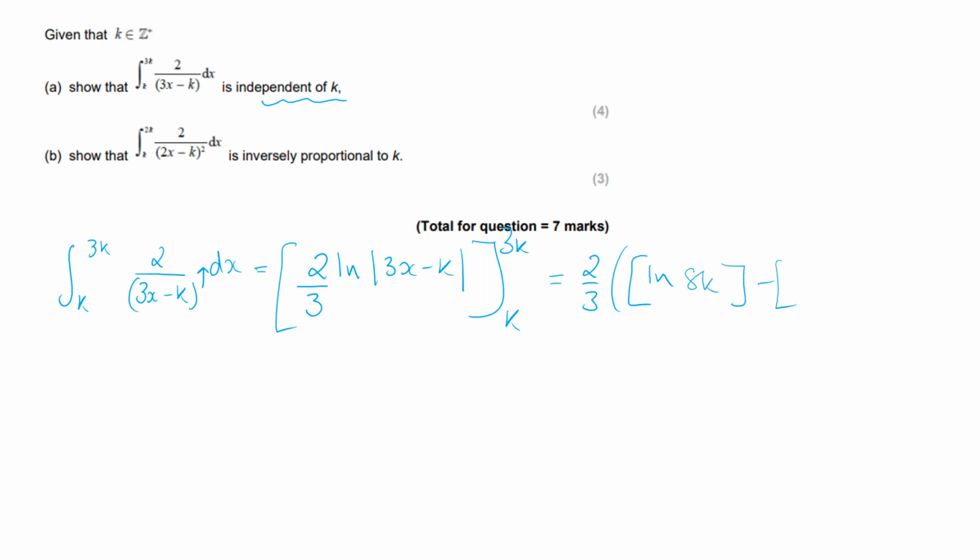And then the other limit, when x is k, it's going to be 3k minus k, which is 2k. So that's equal to 2/3 the ln of 8k over 2k. Using our log laws, the k's will cancel, and so overall the answer is 2/3 the ln of 4, and we can see it is independent of k.